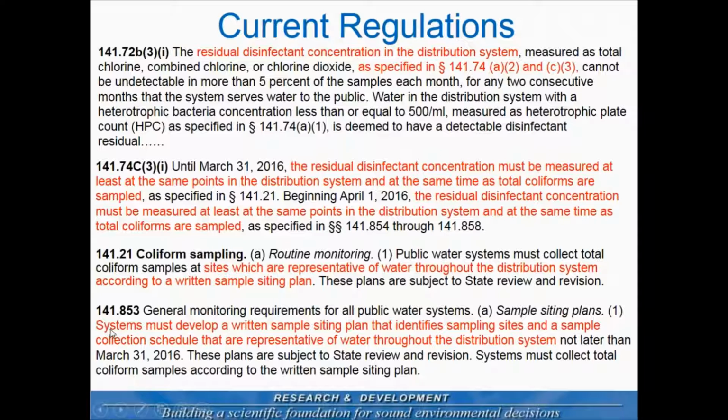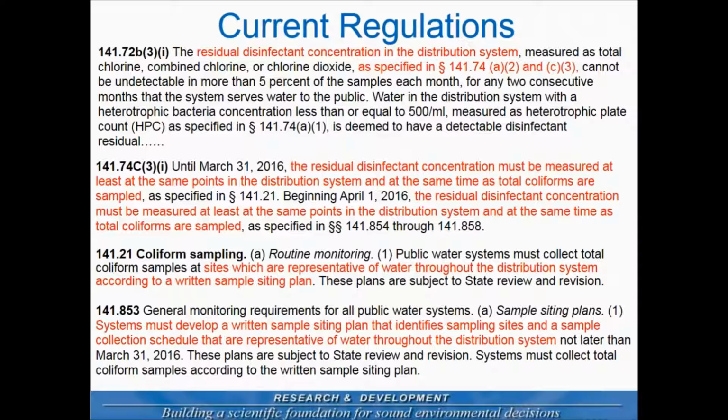And so pointing you down just to the red text on the bottom, systems must develop a written sample siting plan that identifies sampling sites and a sample collection schedule that are representative of water throughout the distribution system. So the language is still very similar. So it's really left up to the states.